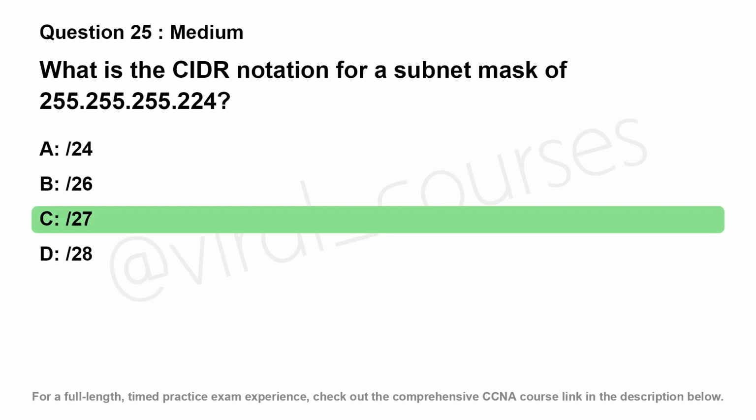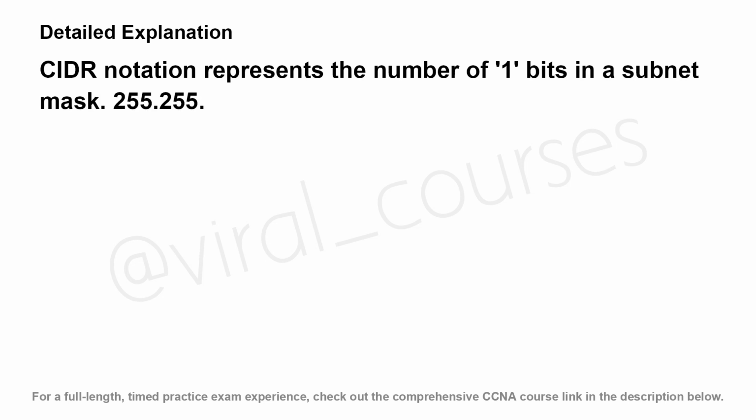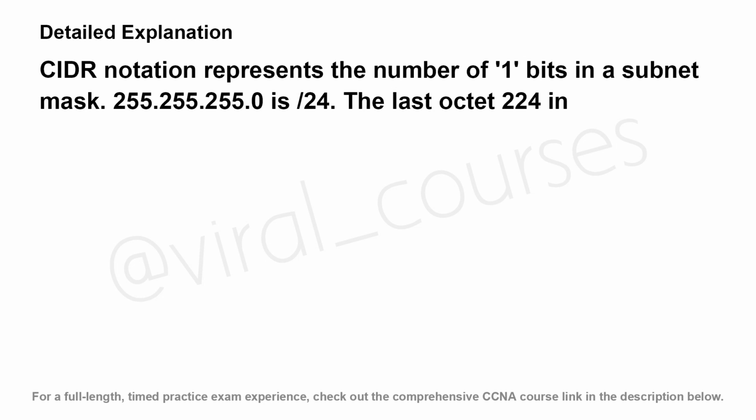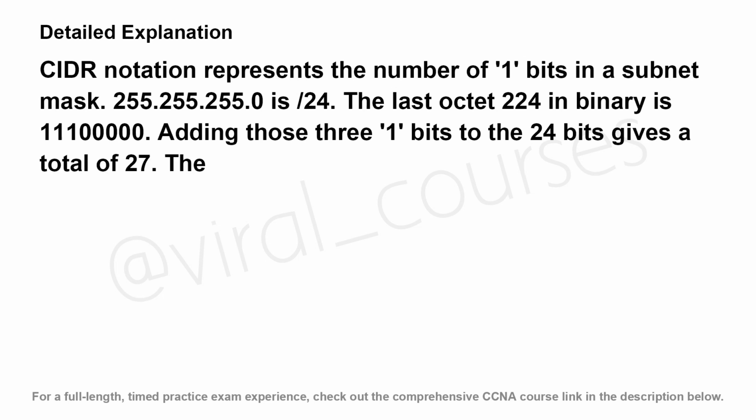The correct answer is C. CIDR notation represents the number of 1 bits in a subnet mask. 255.255.255.0 is 24. The last octet 224 in binary is 11100000. Adding those 3 one bits to the 24 bits gives a total of 27. Therefore, 255.255.255.224 is 27.